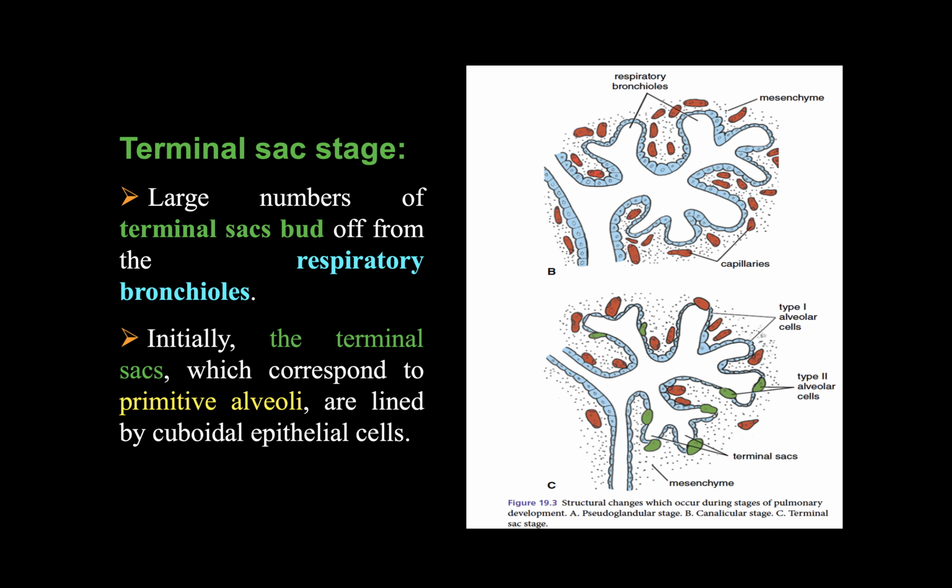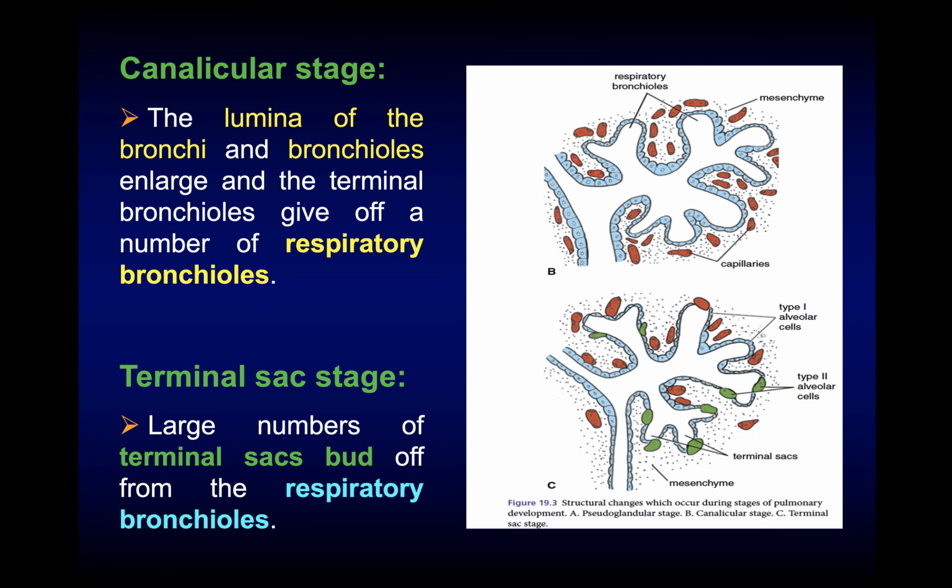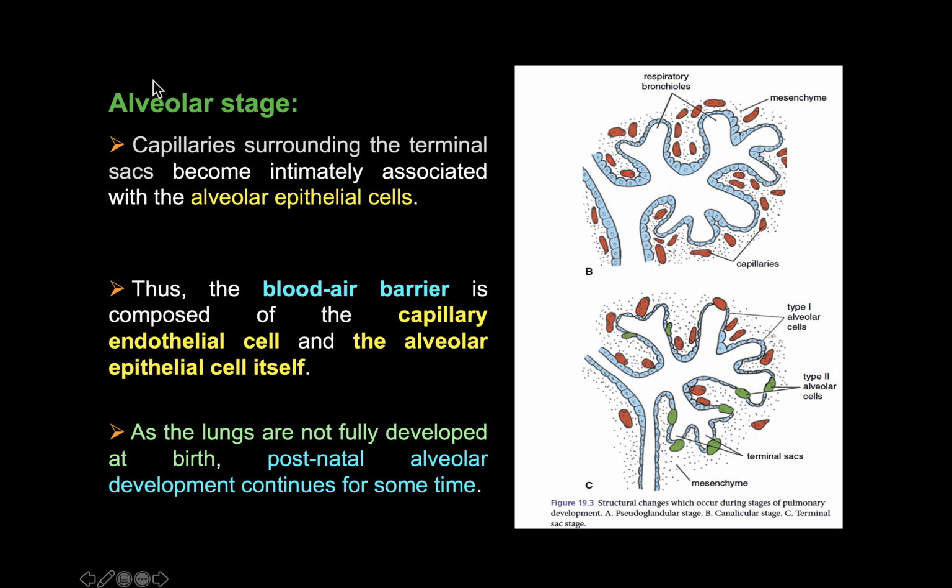Then we have, before that, we have the canicular stage, where there's enlargement of the cavity of these, and the fourth stage, which is the terminal sac stage, where we have these develop at this area, which start to bud off from the respiratory system. And the final stage here, as I said, the mesenchymal tissue here starts to differentiate, and this will result in the formation of blood vessels, and these blood vessels will be in close contact with these alveoli and result in the formation of the blood-air barrier.